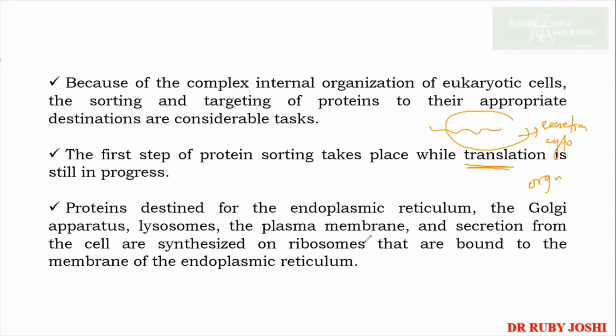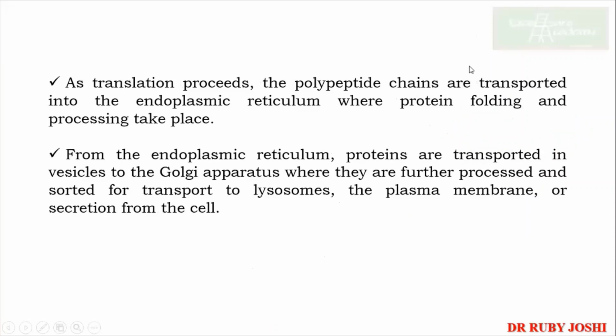Proteins destined for the ER, Golgi, lysosome, plasma membrane, and secretion from the cell are synthesized on ribosomes bound to the membrane of the ER. Slowly, with respect to each organelle, we are going to discuss how it is done. As translation proceeds, the polypeptide chains are transported into the ER.